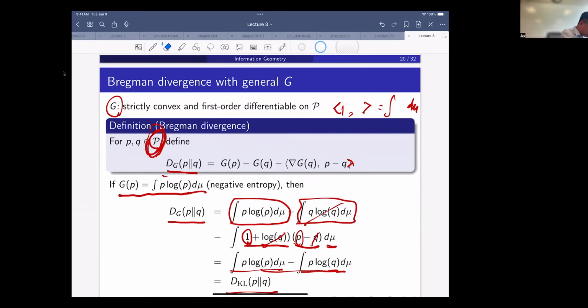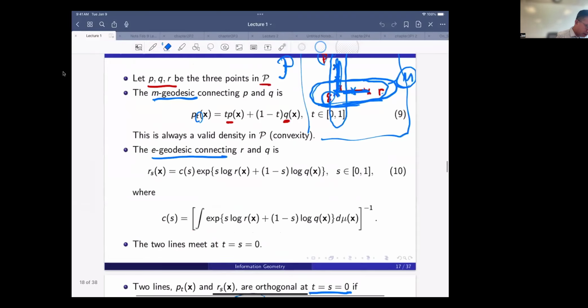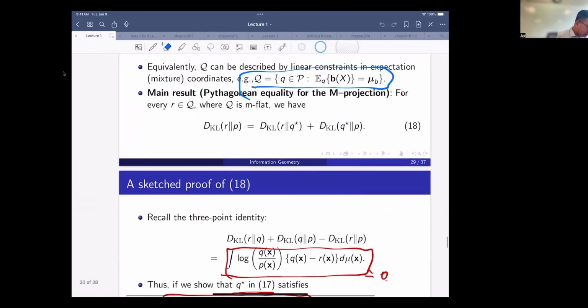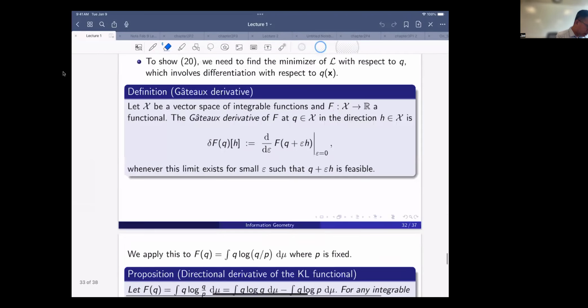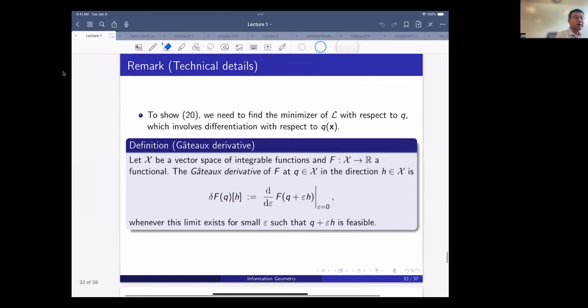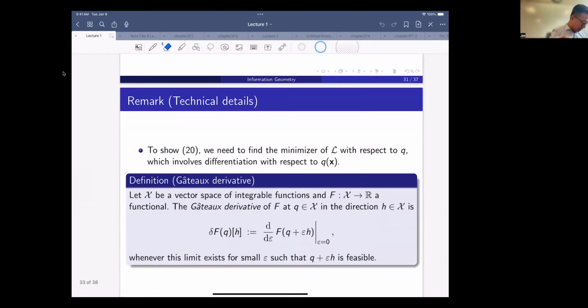In week two, the appendix has the technical details of the functional derivative. You can check your slides in week two. You mean this one, the Gateaux derivative, that is the functional derivative.